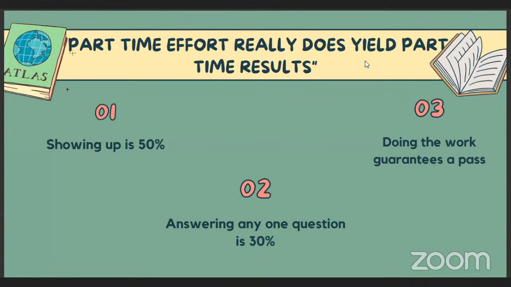This keeps going too fast. All right, so right here, some guy said in this quote, part-time effort really does yield part-time results. I want you guys to know that showing up is 50%. If you literally go into the exam, having already done your IA, you literally get 50%. And answering one question is 30%. Interestingly, if you feel nervous and you just talk about one thing, you might just scrape 30%. And doing the work guarantees a pass. Like I mentioned before, if you do the work, you'll actually reap the benefits of it. So let's go to the next one.